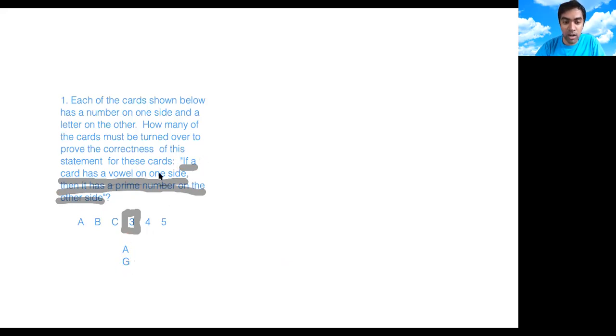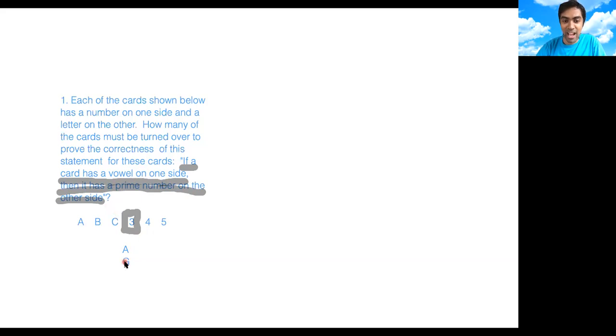So then we look back at the statement. It says if a card has a vowel on one side, then it has a prime number on the other side. Does it say anything about if a card has a consonant on one side, then it does not have a prime number on the other side? There's no such statement, right? So if it had a G on the other side, it wouldn't violate the statement. It wouldn't make it untrue if there was actually a consonant on the other side.